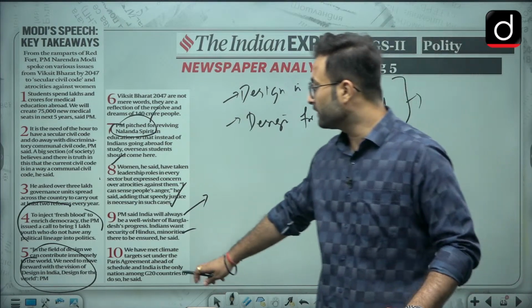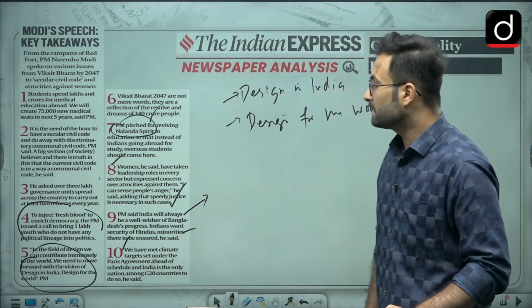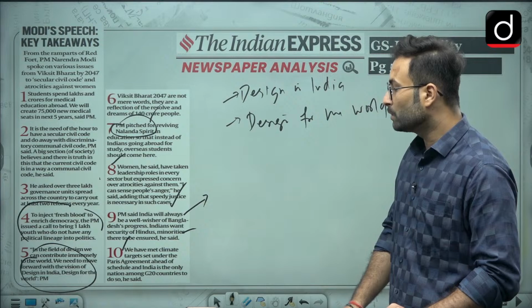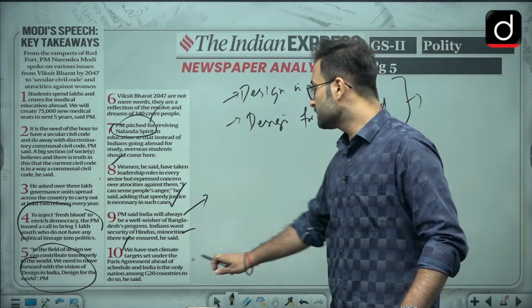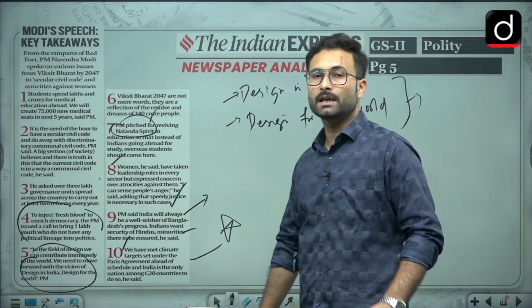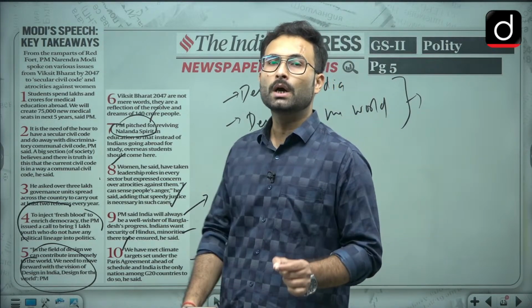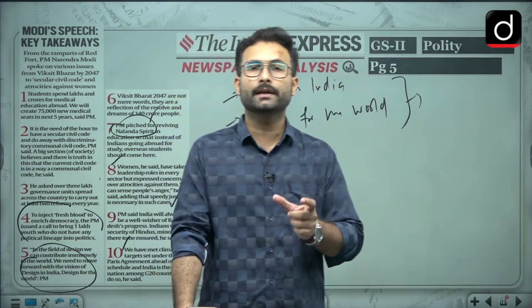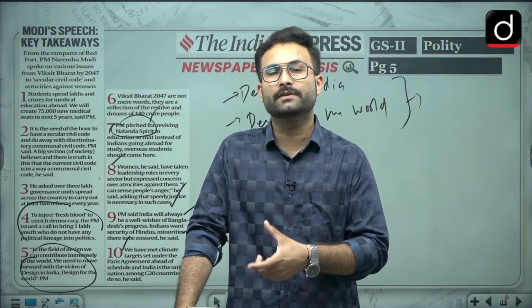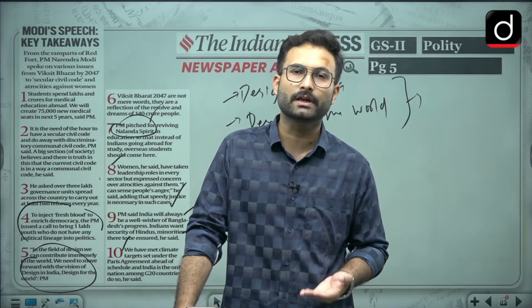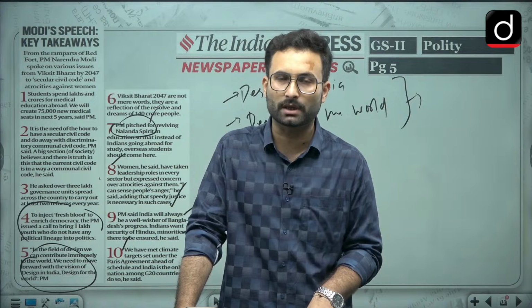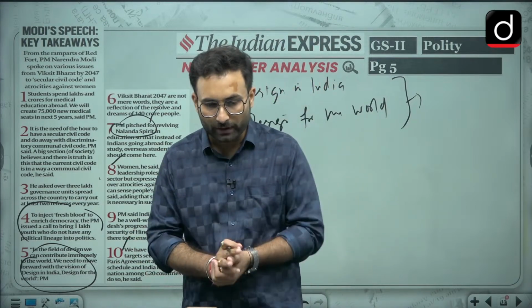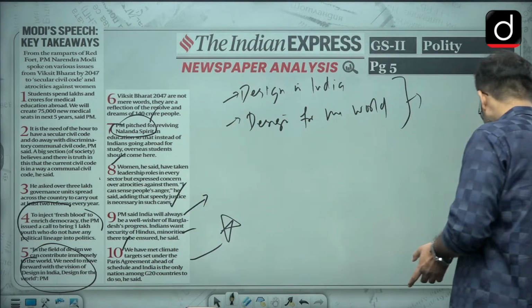Okay, then the last one: we have met climate targets set under the Paris Agreement ahead of schedule, and India is the only nation among G20 countries to do so. This is an important fact which you can remember. India is the only country to have fulfilled the climate-related commitments given under the Paris Agreement, and the only one to do that in the G20. Okay, I hope that is clear. Now we can move further to the next part.